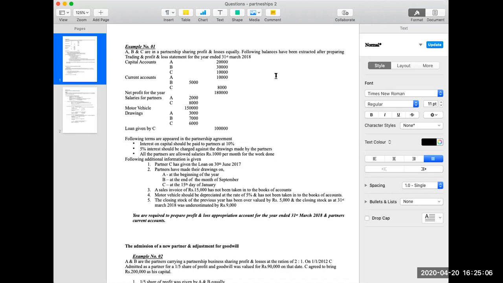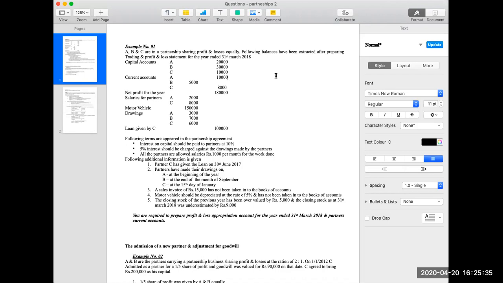Right, we'll see. A, B, and C are in a partnership sharing profits and losses equally. The following balances have been extracted after preparing the trading and P&L statement for the year ended 31st March 2018. You are given certain balances which are extracted from the P&L statement. Right.